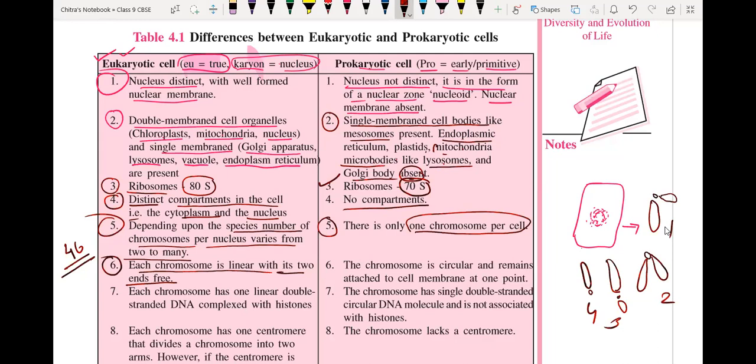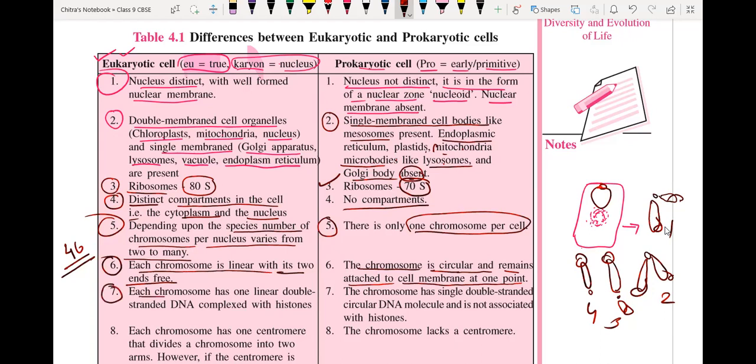But see here, two ends are free. Here the two ends of the chromosomes are free. But in the case of a prokaryotic cell, the chromosome is circular and remains attached to the cell membrane at one point. So in a prokaryotic cell, one end of that chromosome is attached to the cell membrane, and those chromosomes may be circular in form.